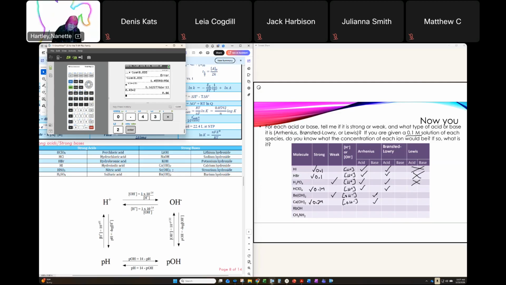So when we talk about RbOH, okay, that is not listed, although it should be, in that table, so we can assume it's weak. And I say that because all group 1 metal hydroxides should be strong bases, but it's not listed there, so I'm going to say it that way. So OH- donor again, and that makes it an Arrhenius base. Okay.